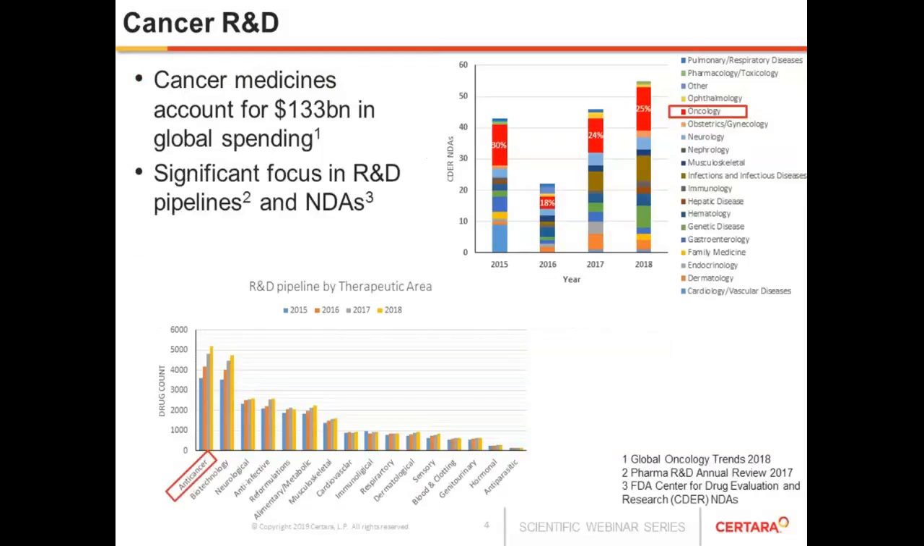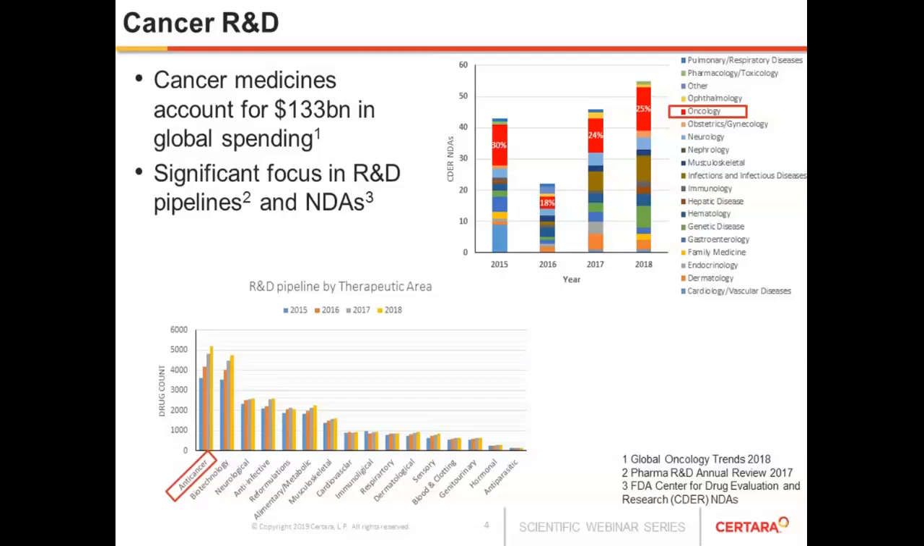So just as some background, as many of you will know, cancer is a massive area of research and development, and globally it accounts for around $133 billion in terms of spending. If you look at the graph at the bottom, what I've highlighted is the number of drugs which have been worked on in R&D pipelines over the last 4 years. And you can see overall cancer is one of the biggest in terms of that development pipeline.